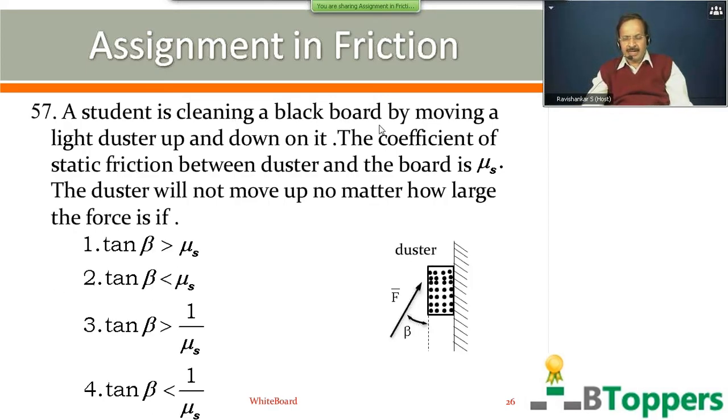A student is cleaning a blackboard by moving a light duster up and down on it. The coefficient of static friction between the duster and the board is μs. The duster will not move up no matter how large the force is. Find the correct option. Come on, try the question.